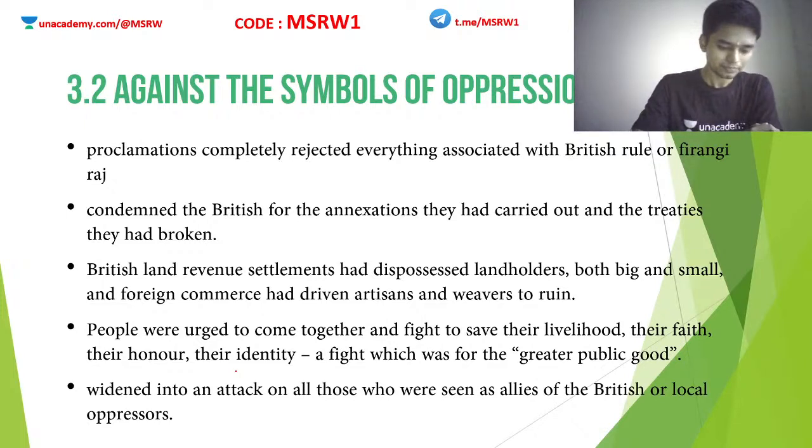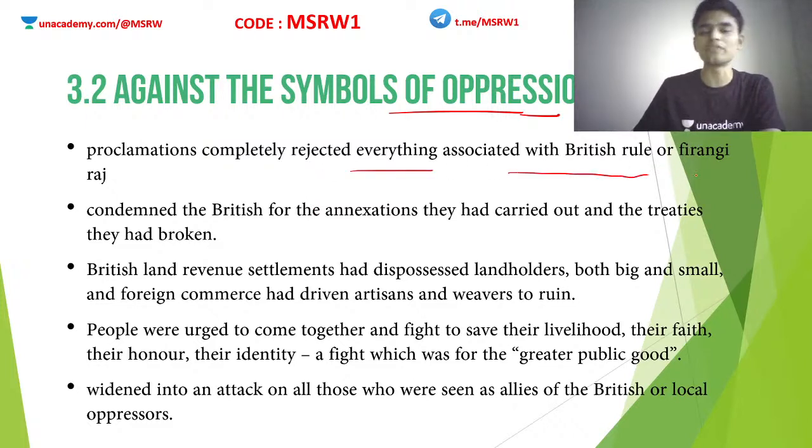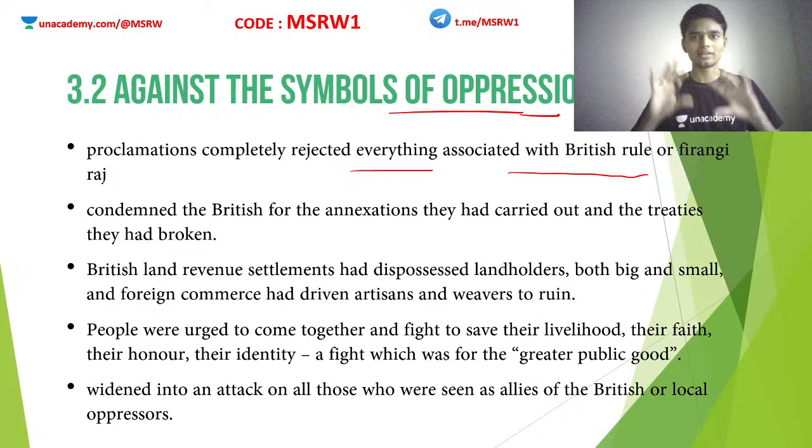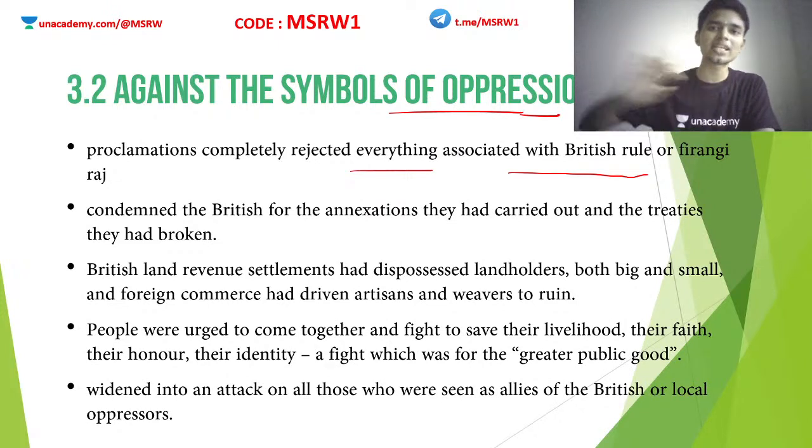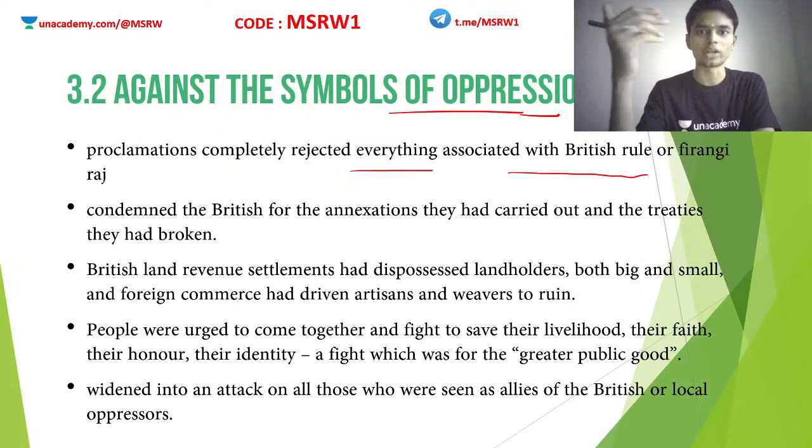Okay. Now, against the symbols of oppression. The proclamations completely rejected everything associated with British rule or the Firangi Raj. The people who led this revolt wanted to reject everything that was British. People were not supposed to go into British educational institutions, or obey any rules or regulations set by Britain. Any law that is passed by Britain can be defied. So we see that any product that was put forth by the British Raj was not accepted by Indians.